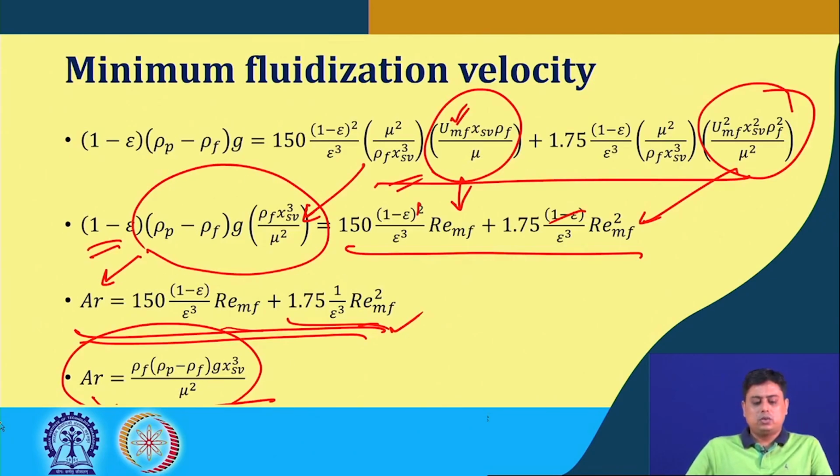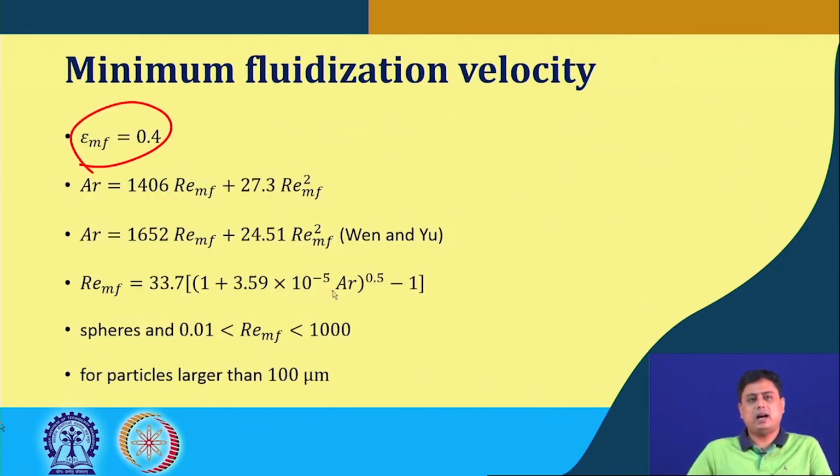then all these expressions are simplified and we get the Archimedes number and Reynolds number at this minimum fluidization velocity with these coefficients for spherical particles.